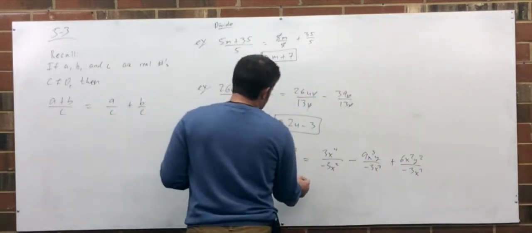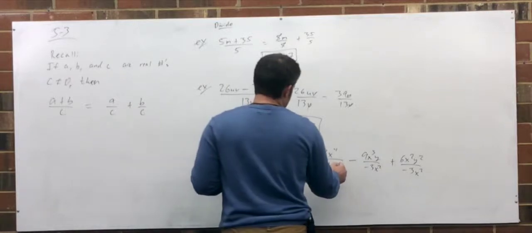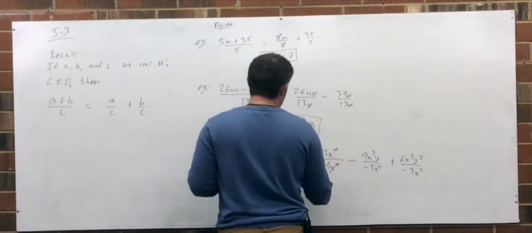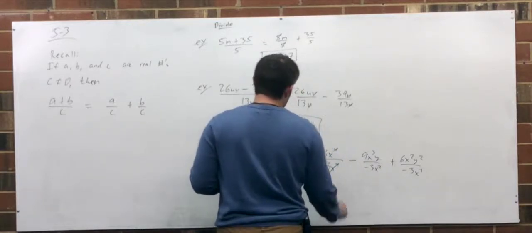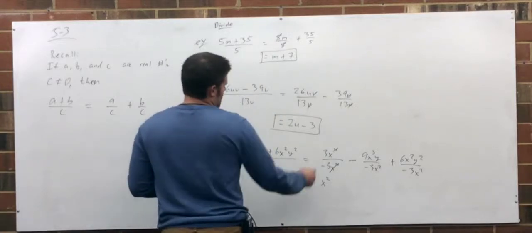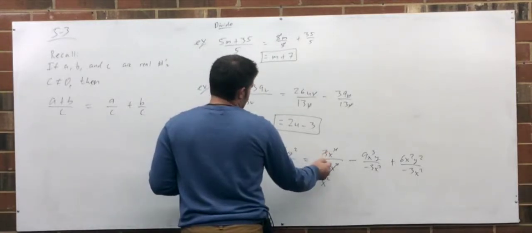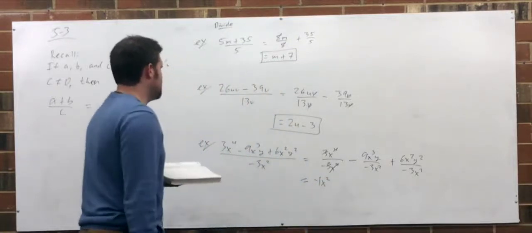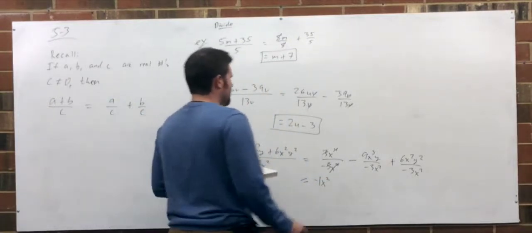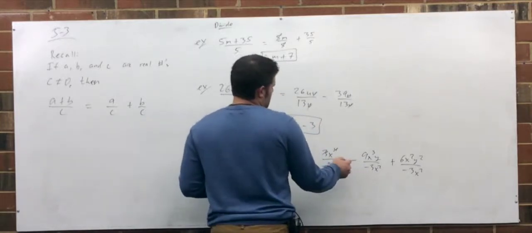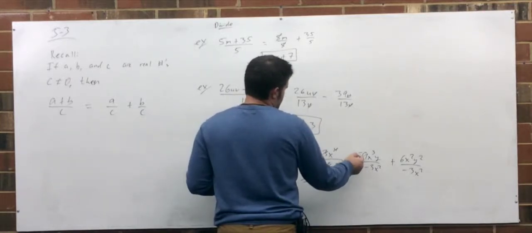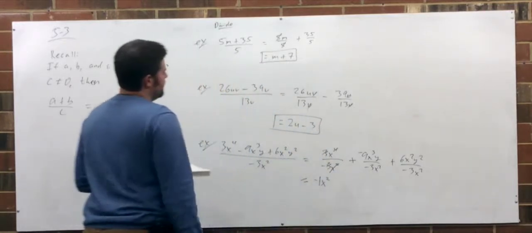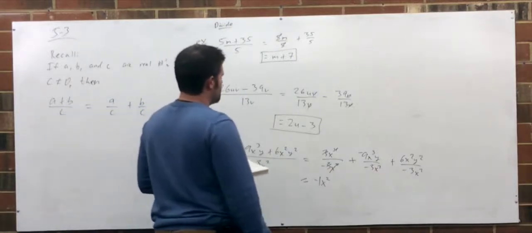Now we cancel our like terms. We got an x squared in the denominator and x to the 4th in the numerator, so we're left with just an x squared at the top. Positive 3 divided by negative 3 leaves a negative 1. So our first term comes out to negative x squared. Here, just so we don't lose the negative, I'm going to add the opposite here, just so we keep track of how it's going.